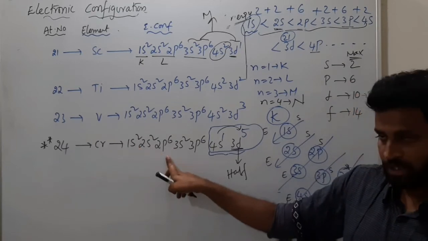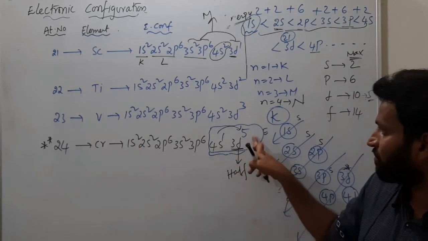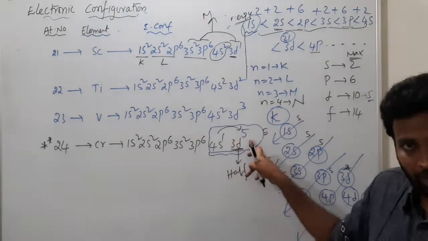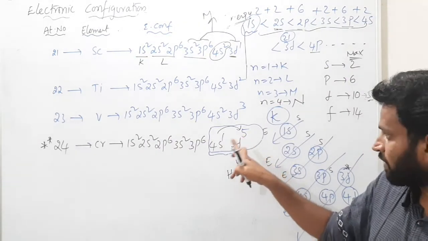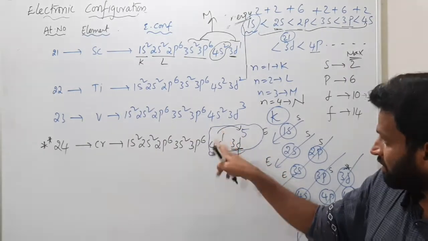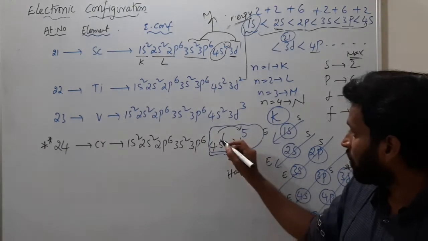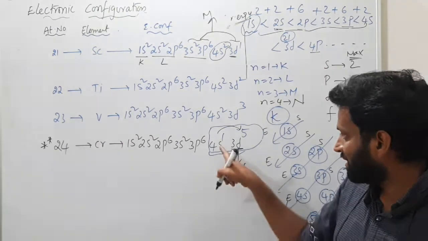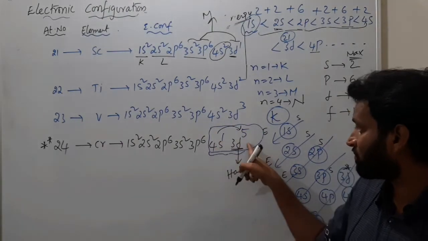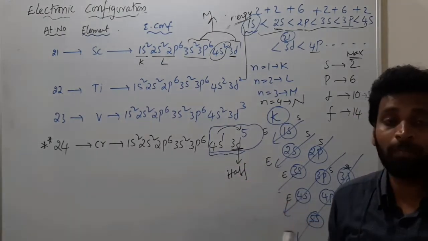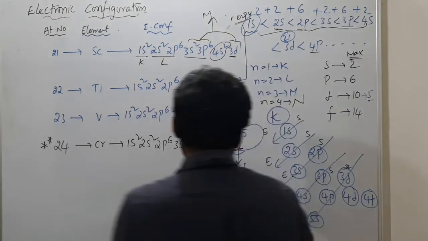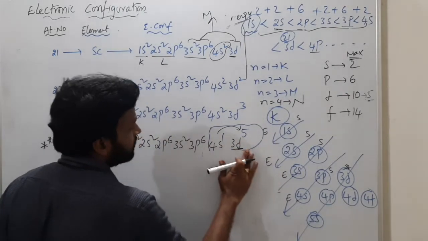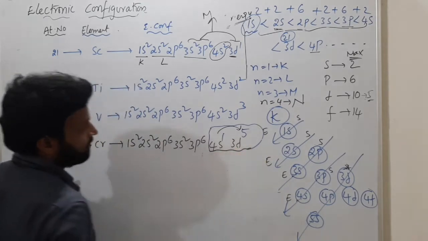Chromium: 1s2, 2s2, 2p6, 3s2, 3p6, 4s1, 3d5. It is 4s2, 3d4 actually, but according to the Aufbau principle, 4s has to be completely filled, then the electron enters 3d. Still, one electron is transferred here. It was not completely filled; one electron transferred, but why? To become more stable. So chromium's configuration is 4s1, 3d5. Why 4s1, 3d5? Because the half filled configuration is more stable.